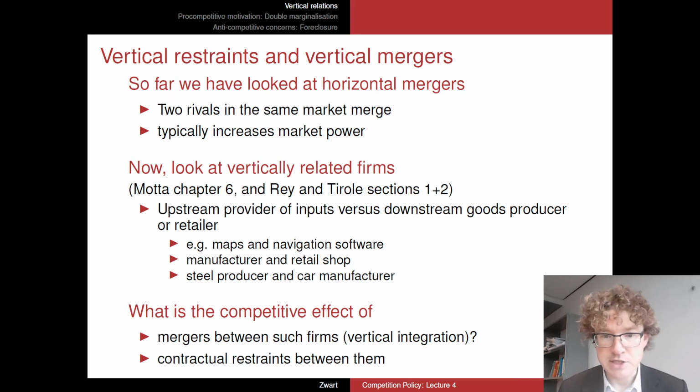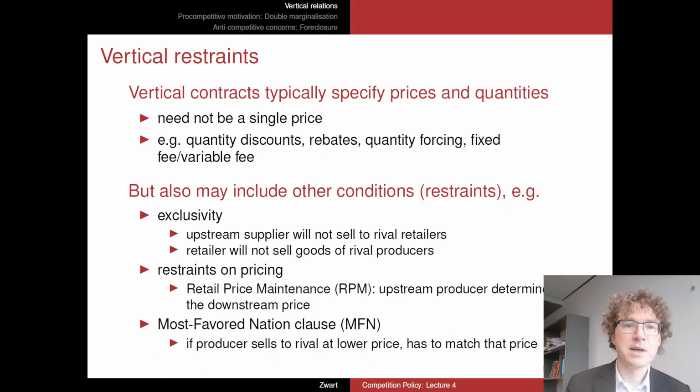Another issue that we'll be having a much closer look at is contractual restraints between companies. So what are those? Well, if you think about vertically related companies, of course these companies will have some contract dealing with their relation. First of all, this contract will specify, of course, the prices and the quantities that the downstream firm will buy from the upstream firm. Now, of course, you have to know that in the simplest example, this will just be a single price, but that's actually pretty rare, right?